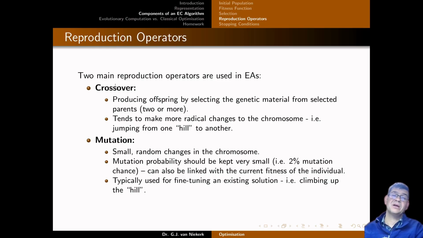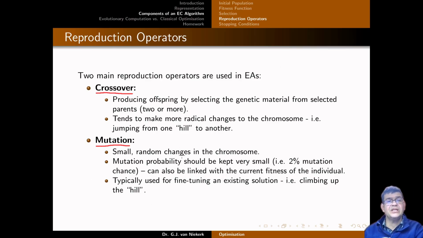Now reproduction falls into one of two categories. You have crossover over here, and you've got mutation. With crossover, you produce offspring by selecting the genetic material from typically two or more parents, and this tends to make quite radical changes to the chromosome, because you're combining genetic material from multiple individuals to form new offspring. As the parents grow closer and more similar to one another, these changes also become smaller, of course, and that's what you want. So that's crossover.